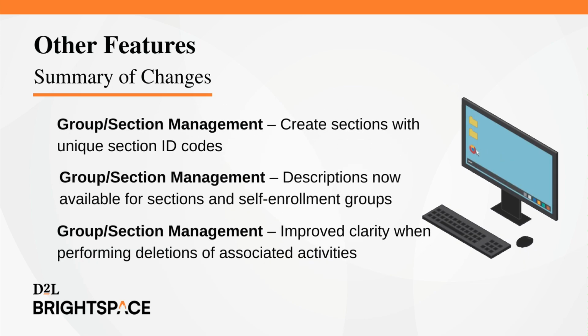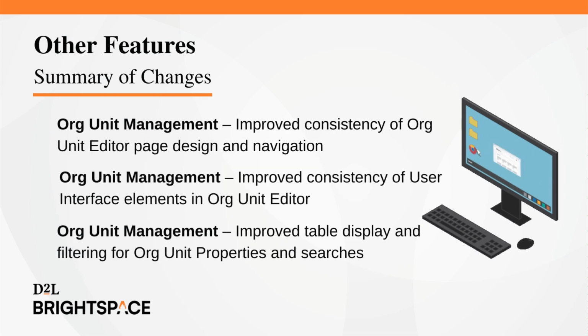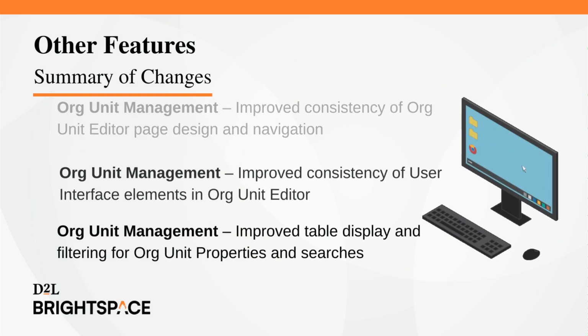In Group and Section Management, create sections with unique section IP codes, descriptions now available for sections and self-enrollment groups, and improve clarity when performing deletion of associated activities. Org Unit Editor features improved consistency of page design, navigation, and user interface elements in Org Unit Editor, as well as improved table display and filtering for Org Unit properties and searches.